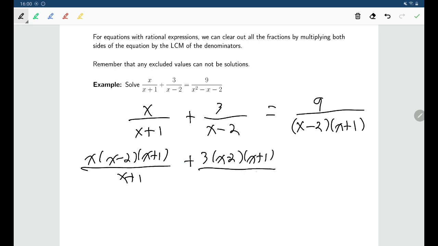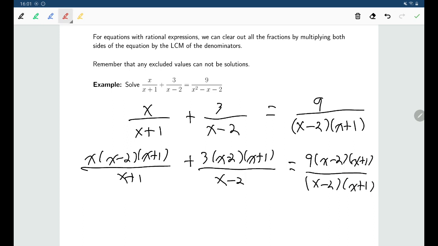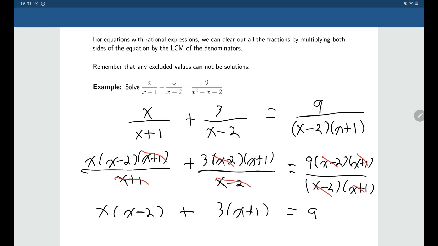So left side has been multiplied by it, and right side is being multiplied by it. And the whole purpose of this, of course, is to get rid of our denominators so that everything will be nicely on one line. The x plus 1s here cancel. The x minus 2s here cancel. The x minus 2s and the x plus 1s cancel. So we're left with x times x minus 2 plus 3 times x plus 1 equals 9. And then the only thing left for us to do is to now find our solutions.